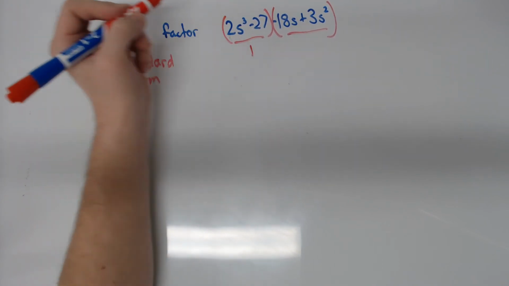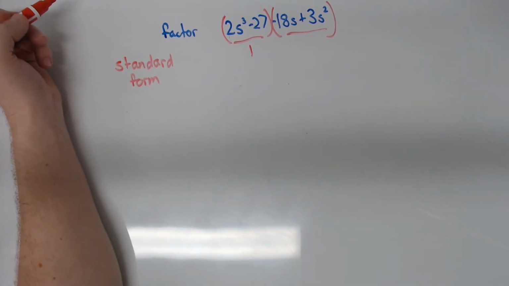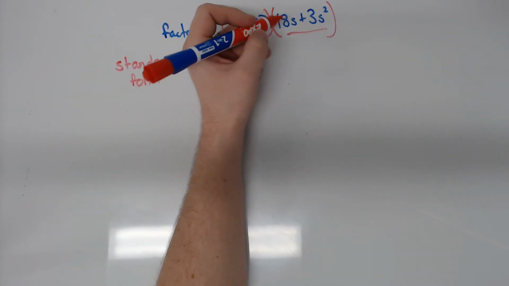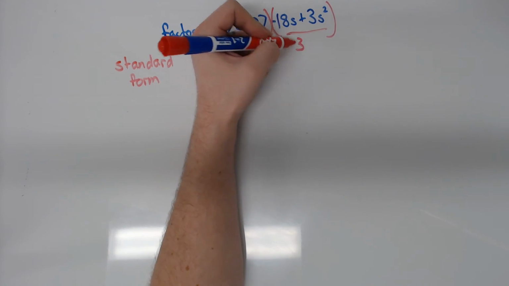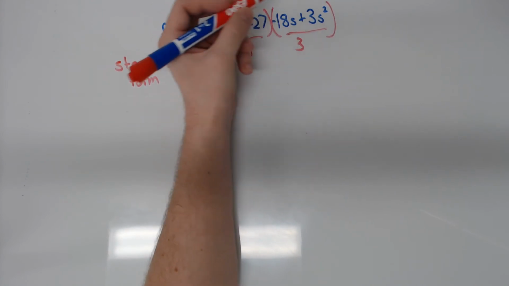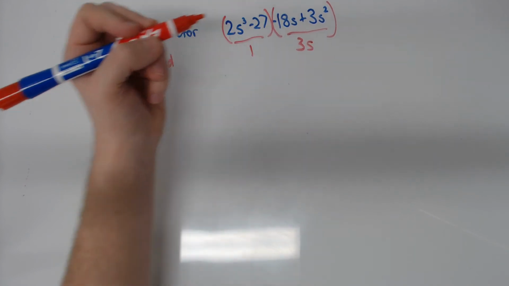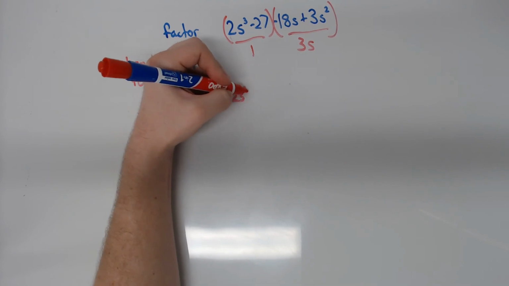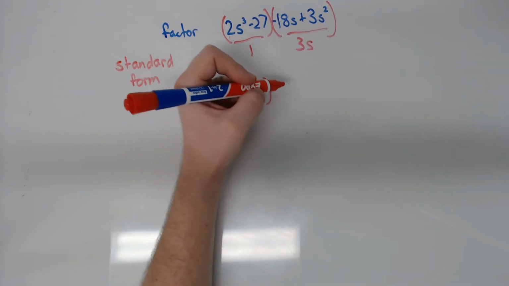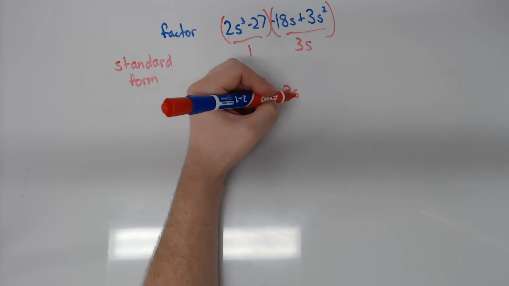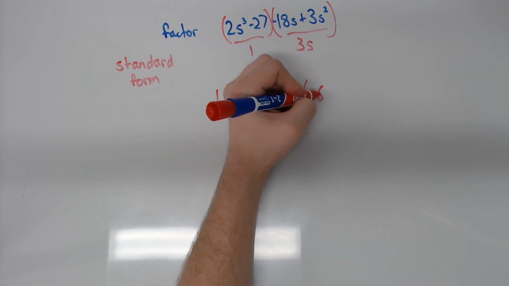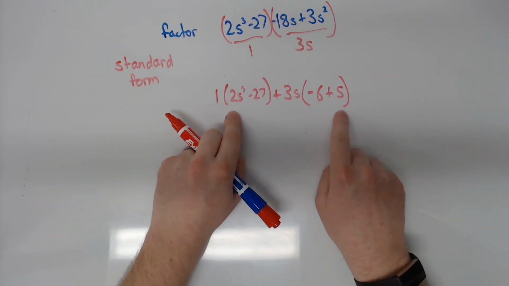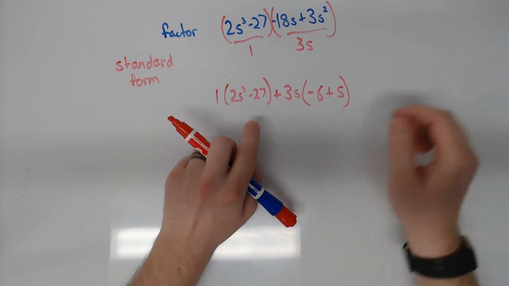So I'll factor out a 1, because you can always divide by 1. Over here, negative 18s and 3s squared. 18 and 3 are both divisible by 3. And I have 1s and 2 s's, so I can take out an s. Now let's see what comes out of it. 1, 2s cubed minus 27, plus 3s, negative 6 plus s. The parentheses don't match, which should tell us there's something wrong here.